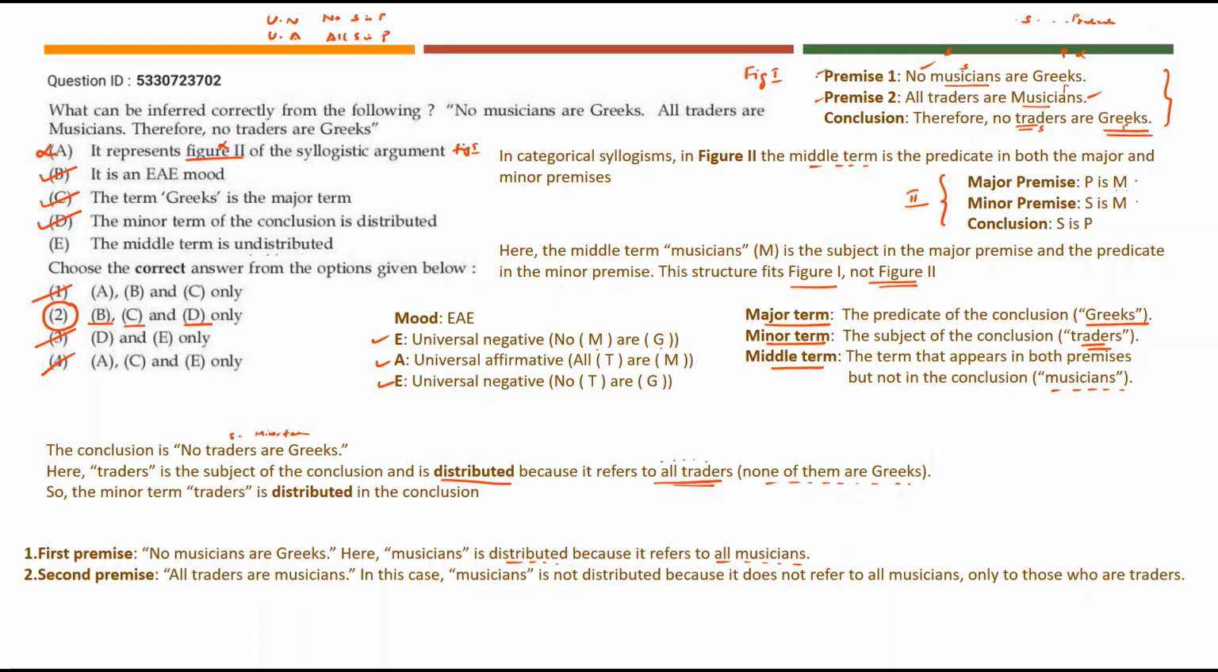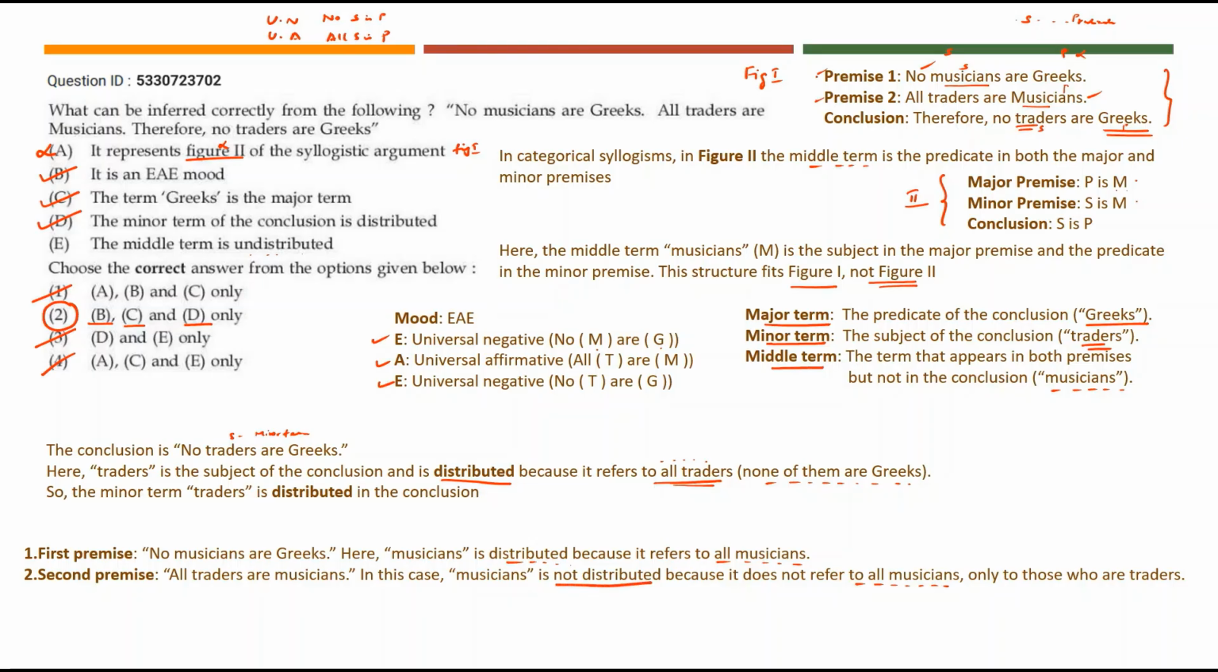All traders are musicians. In this case, musicians is not distributed because it does not refer to all musicians, only to those who are traders. Here the remark is on the traders and here the focus is not on all musicians. So here we cannot say it is distributed. So in the second premise it is not distributed.